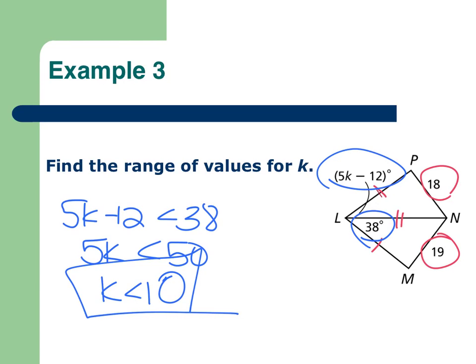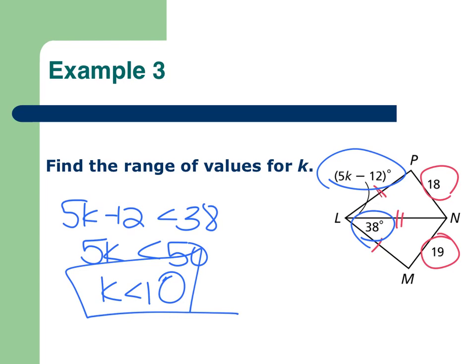Yep. Is there any way to find a greater than for K? Yeah, I mean, what can't that angle be? It has to be less than 38, but what can it be bigger than? 0. Does that make sense? That angle can't be negative.